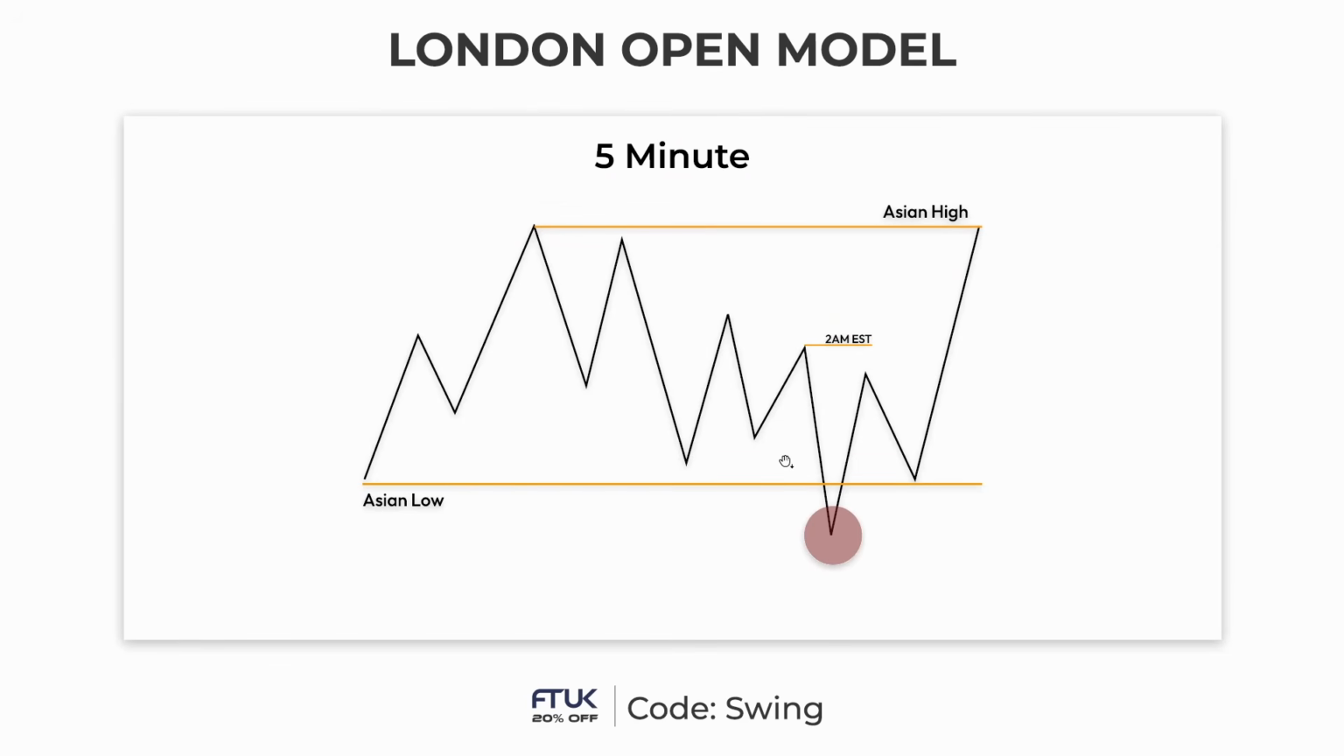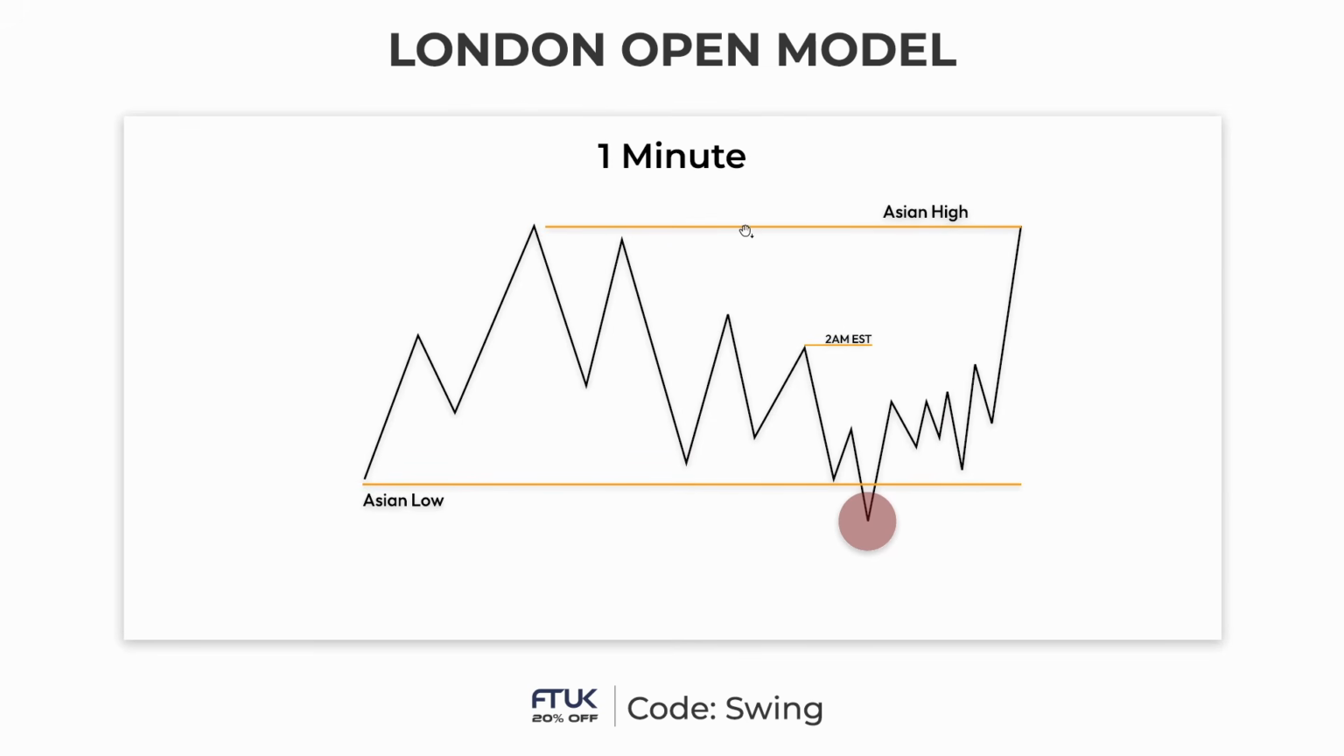Now here is the schematic, and this is how it's going to look. So if you're on the 5 minute chart, it's going to look something like this. So the Asian low and the Asian high. And then at 2 a.m. EST, which is the opening of the London session, you will see price either taking out the low or taking out the high, and then the opposite low or high will be met. And this is how it looks on the 1 minute chart. And this is where you want to look for your entry.